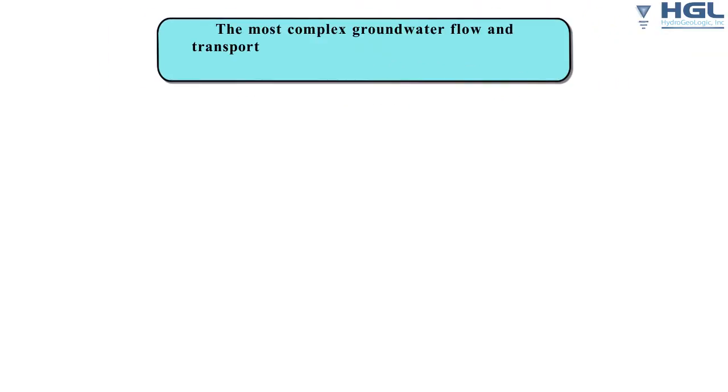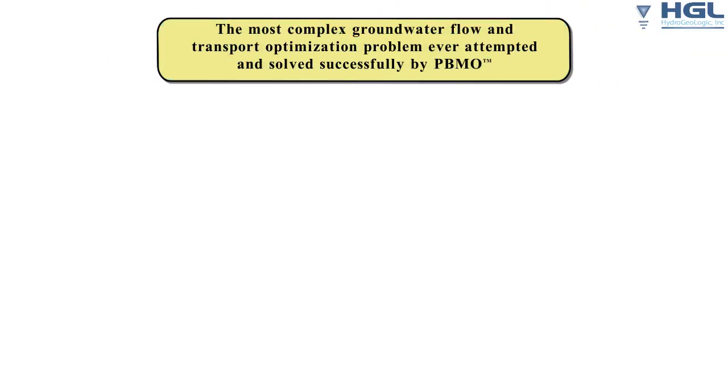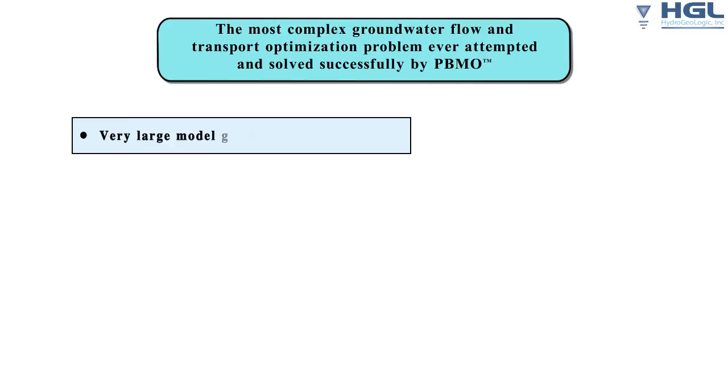In summary, this PBMO application represents the most complex remedial design optimization problem ever attempted and successfully solved. The grid size for the 3-dimensional groundwater flow and transport model used in the optimization consisted of over 1 million model cells with specific hydraulic parameters that spanned over and throughout the 11 model layers.